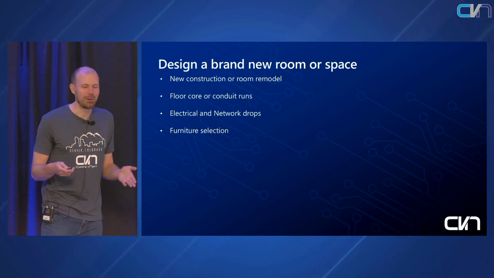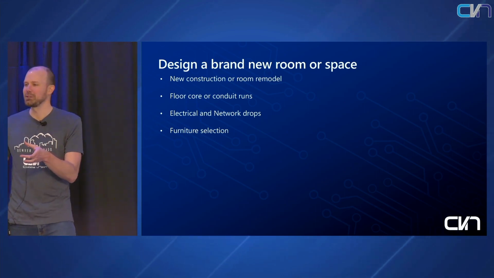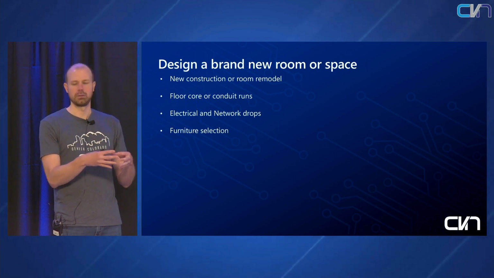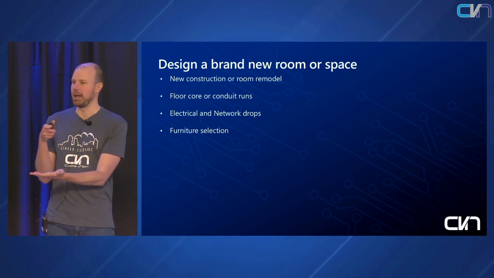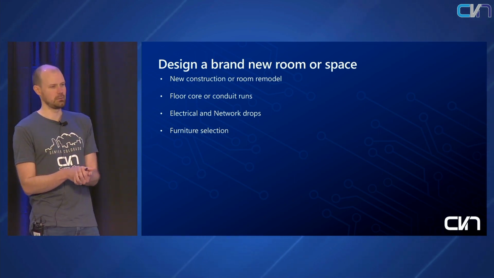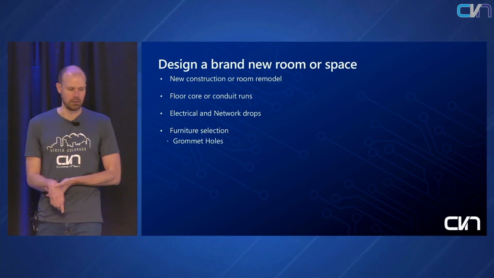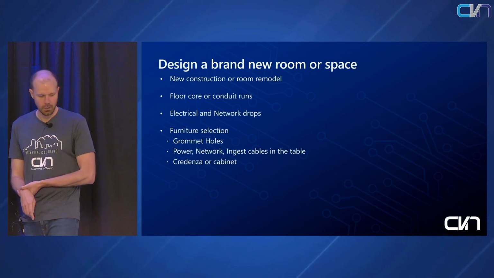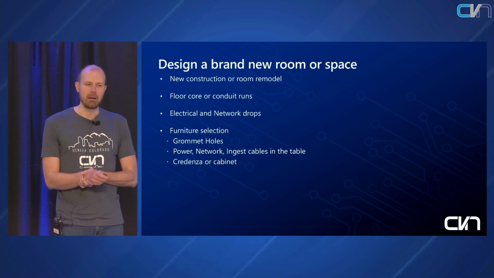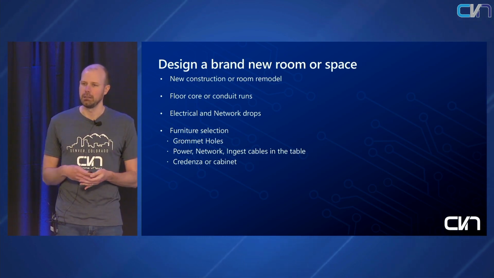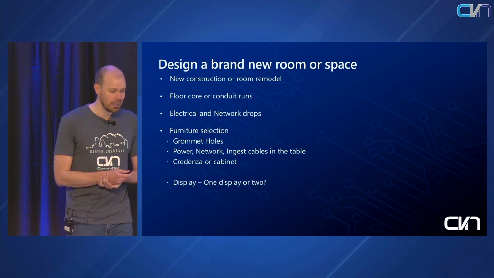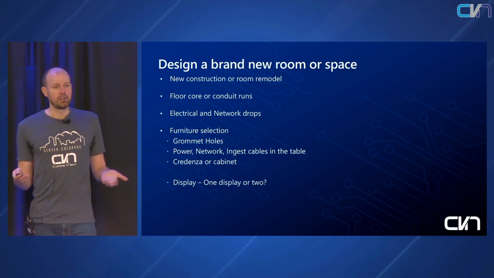I'll also talk about furniture selection, from a table selection, right? There are tables designed for rooms that are designed for AV equipment that have network drops and power drops for these solutions. Make sure those get included in the design as well. If you're going to require any credenzas or cabinets to put room hardware in, again, this can be designed early on in this phase. And then, are we going to do one display or two?